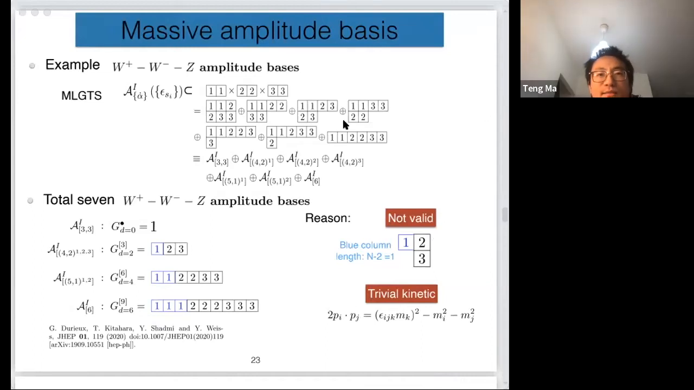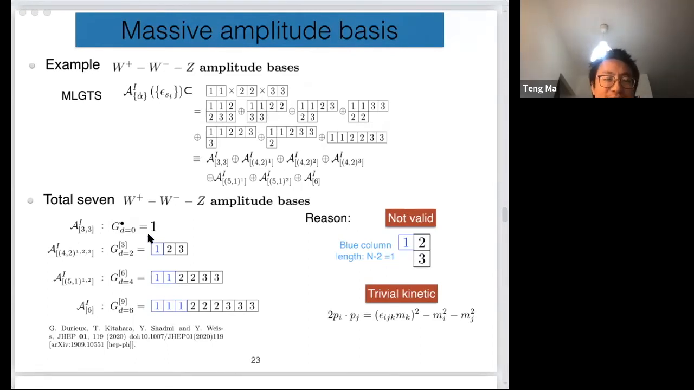Here is a very simple example for a systematically constructed A basis for three massive vector bosons. Similar as before, the polarization tensor of a massive vector is an SU(2) triplet. A basis can be constructed by decomposing the outer product of these three SU(2)_R triplets, and then we get seven A basis in the seven irreducible SU(2)_R representations. And then we found that each A basis only has one G basis.